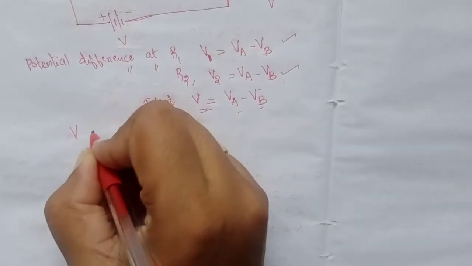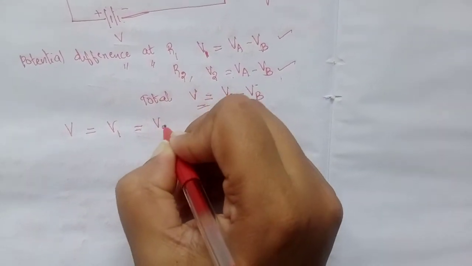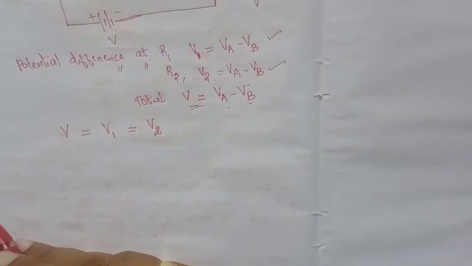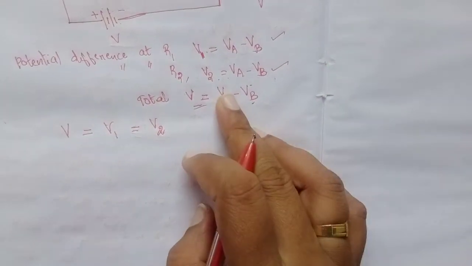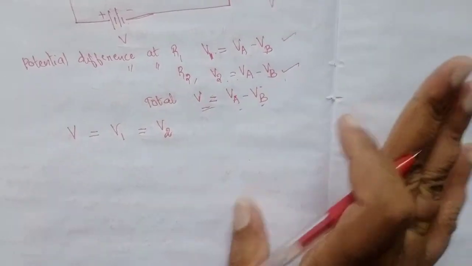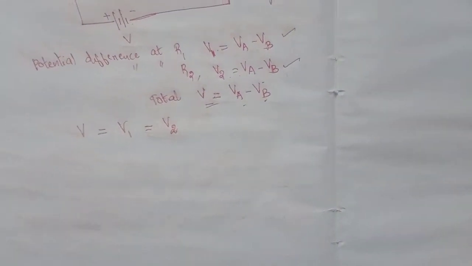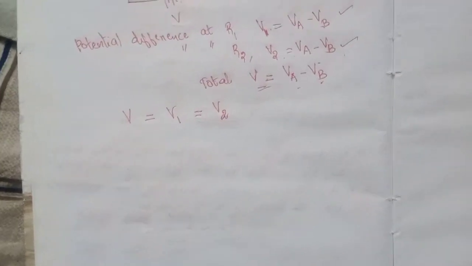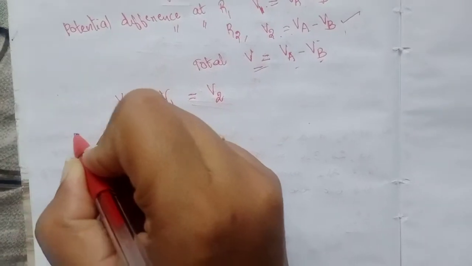So from this, what we can write is the total voltage V is equal to V1, which is also equal to V2. V1 and V2 are all the same. So in case of a parallel connection, the voltage remains the same. We studied that in a series connection, voltage gets distributed, but it is opposite in case of a parallel connection.